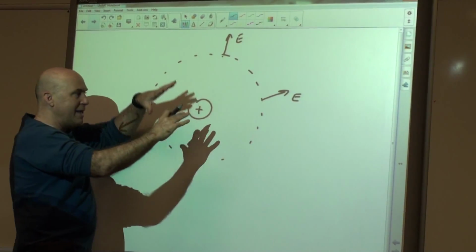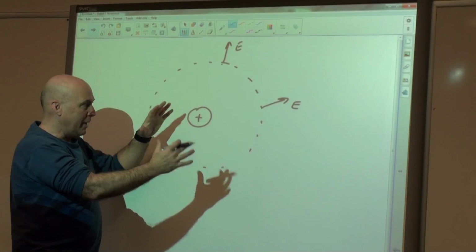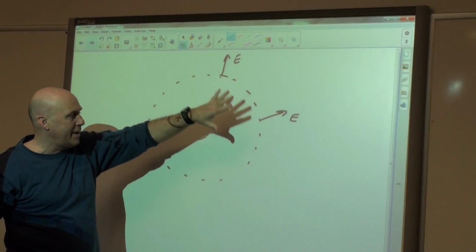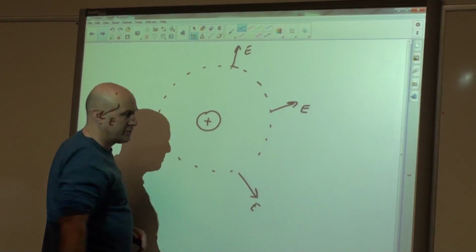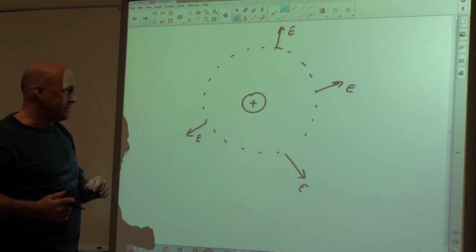Now keep in mind, I invented this surface. But I invented the surface so no matter where I am on the surface, the magnitude of the electric field is the exact same. Okay? I wanted to introduce you to another little concept.